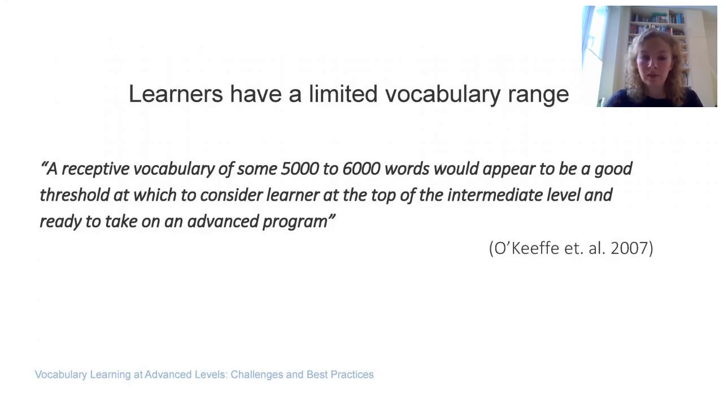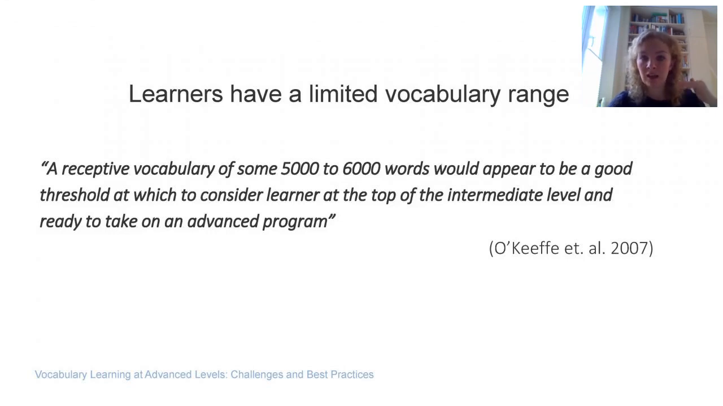Another citation here. A receptive vocabulary of some 5,000 to 6,000 words would appear to be a good threshold at which to consider a learner at the top of the intermediate level and ready to take on an advanced program. And this is what I already mentioned about moving from upper intermediate to C1, you have to add 2,000 word families, and to proceed from advanced to proficiency, there's another 2,000 to 3,000 to 4,000 word families.